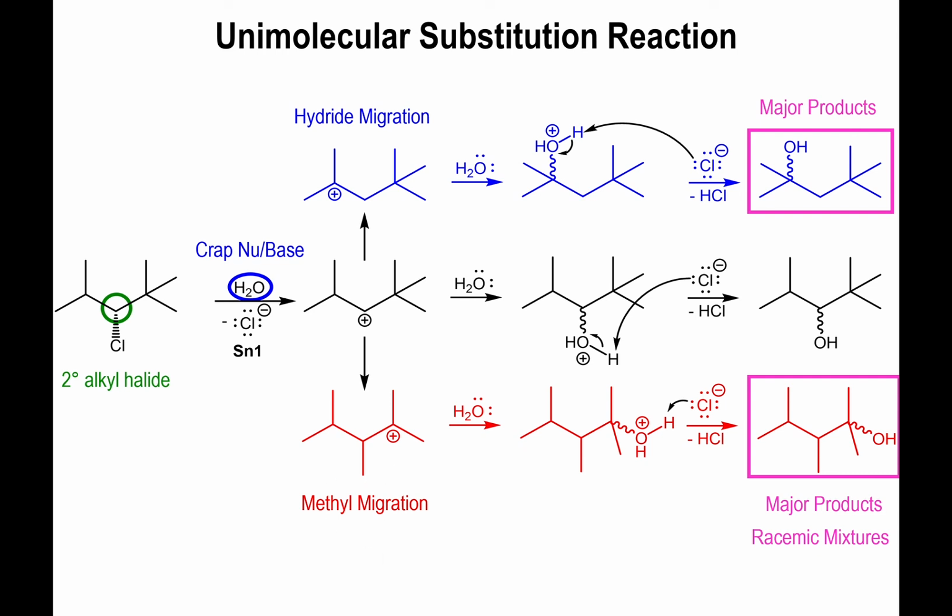And what you can see right here is that, wow, we started with one nucleophile, and through the course of an SN1 reaction, we ended up with 3 different products, 2 of them being the major ones.